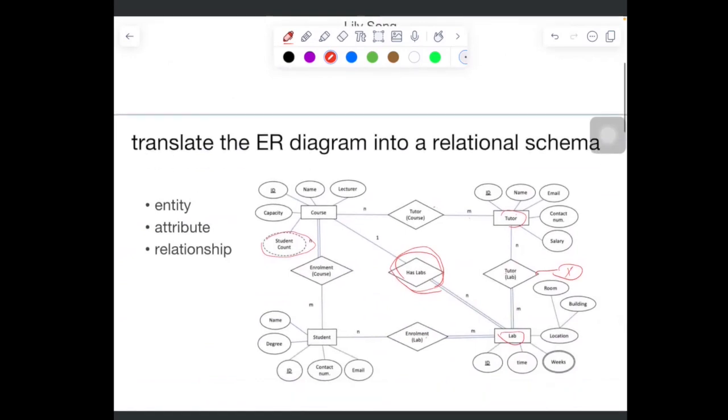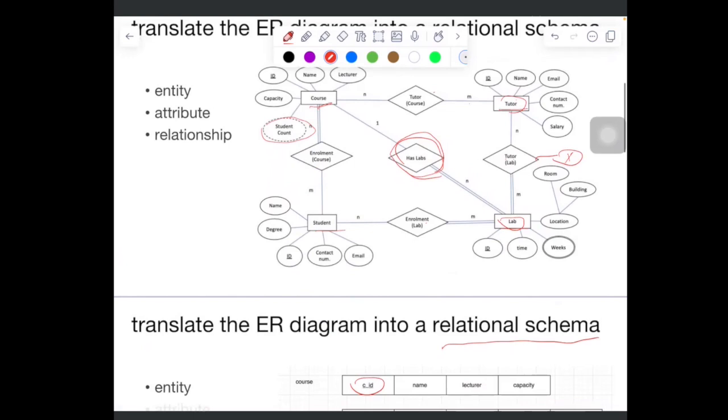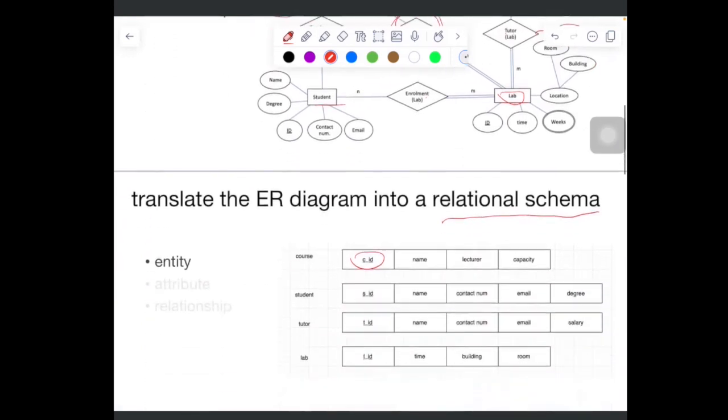First is to translate the entity into a relation, and also the attribute, and finally, the relationship. So let's start with the simplest one, the entity. For example, we have this ER diagram, and we need to translate it into a relational schema. We have four entities: course, tutor, student, and lab. So we need four relations to represent these four entities, which are course, student, tutor, lab, and that's all done.